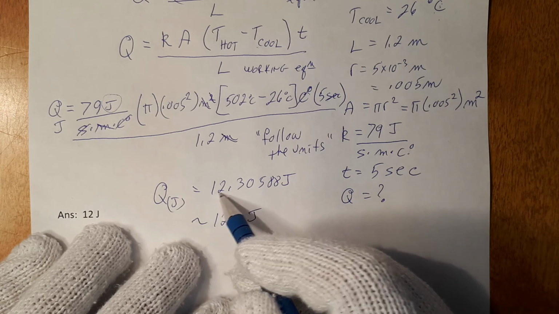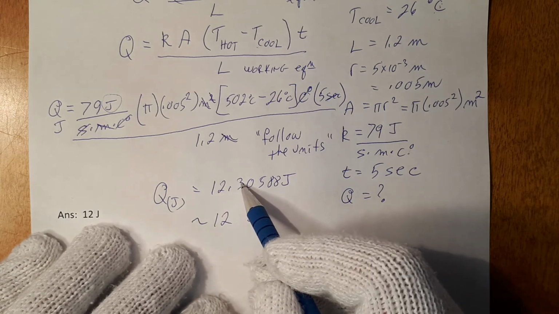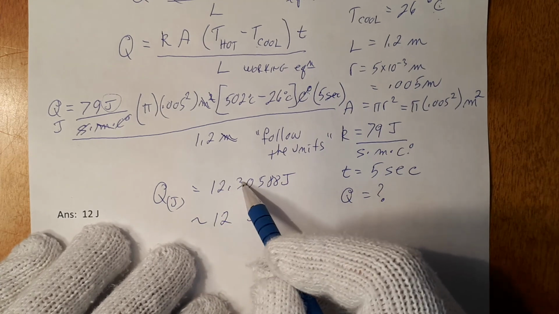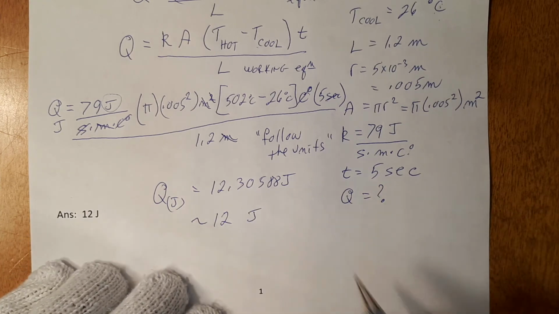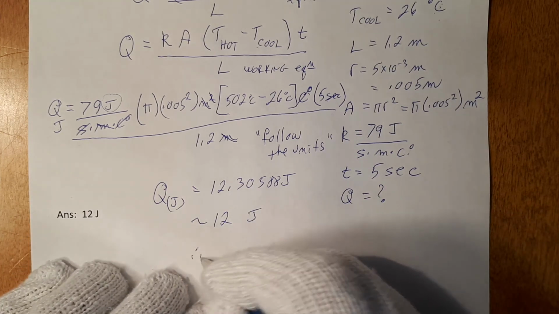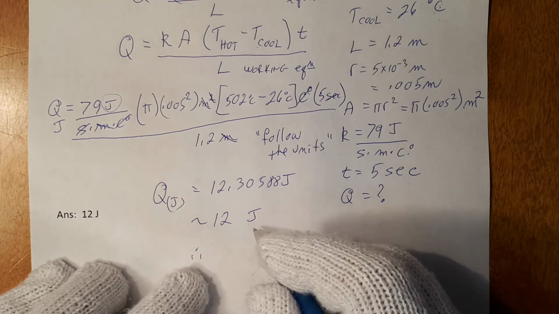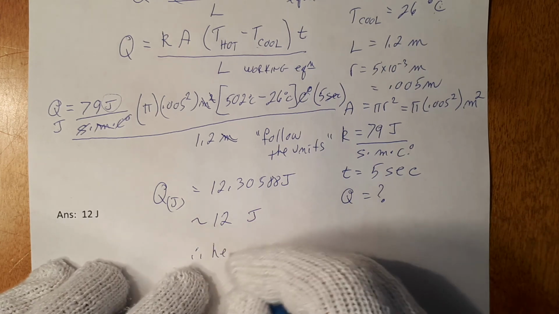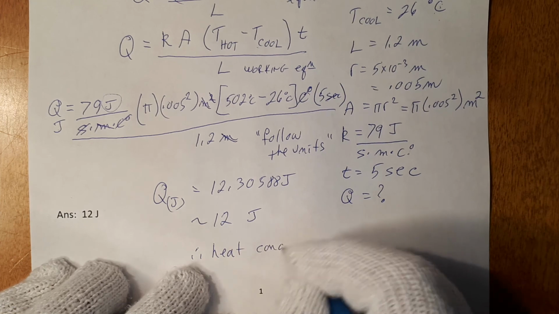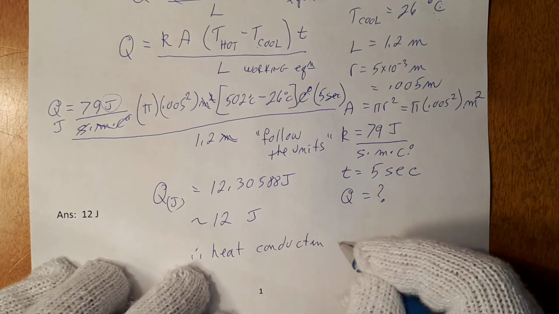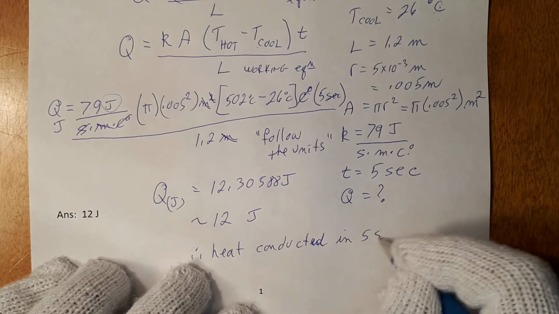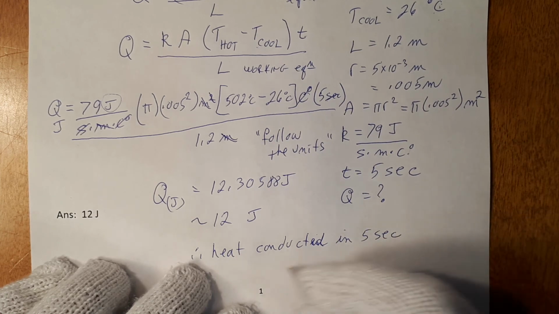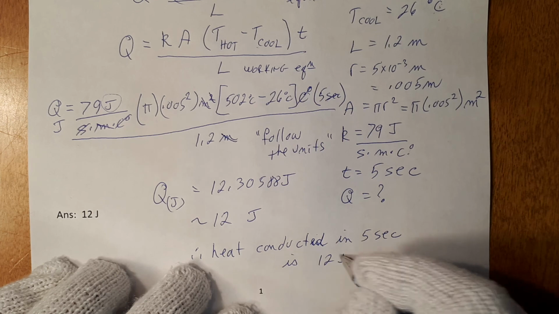To round to 2 sig figs, look at that third one. If that third one is less than 5, round down. If it was greater than 5, then I would have rounded up. Therefore, the heat conducted in 5 seconds is 12 joules.